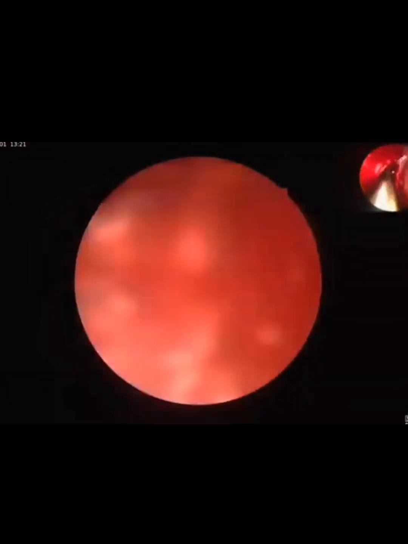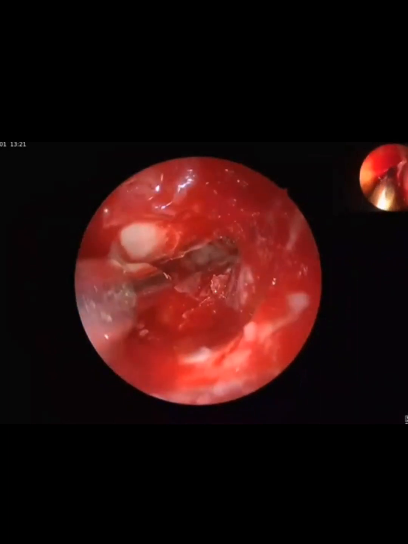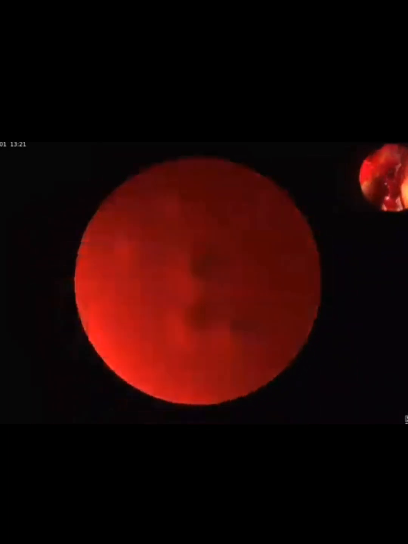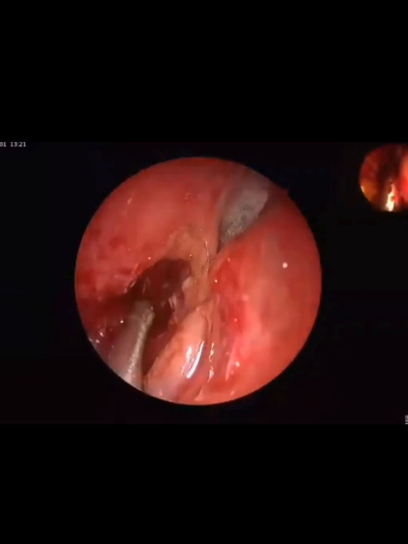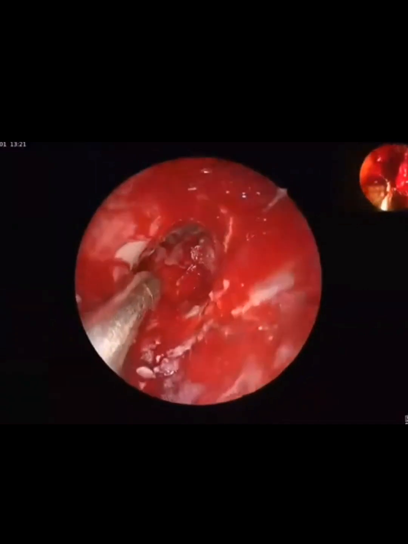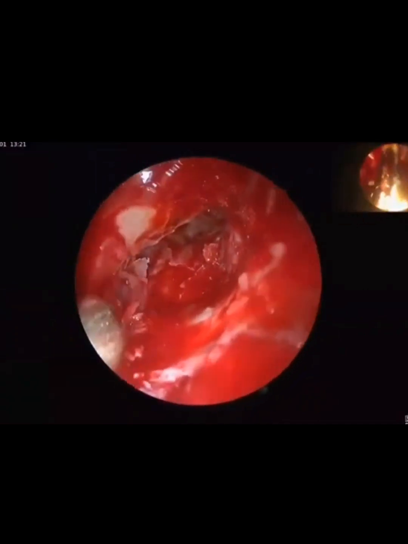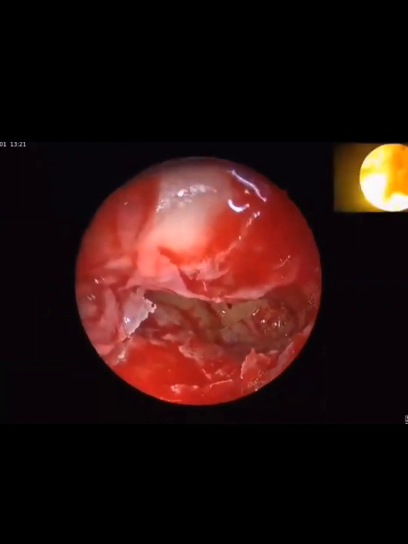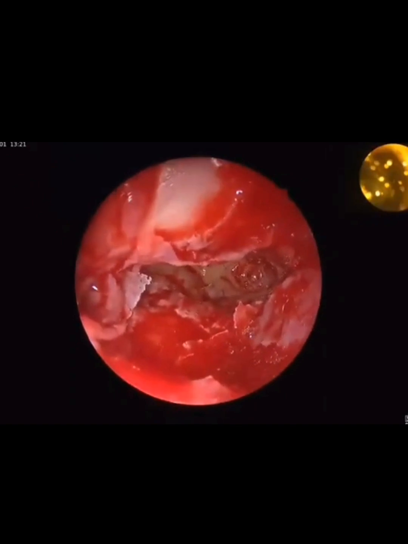And you can use it. This is the supraorbital area. See the supraorbital recess. Still a little bit of polypoidal mucosa is there. I will try to remove it.